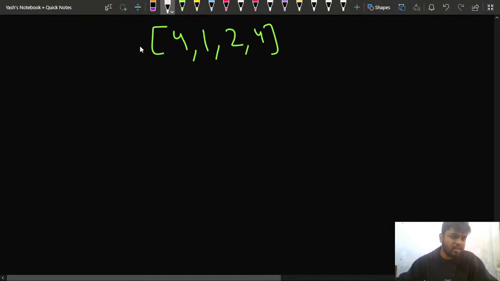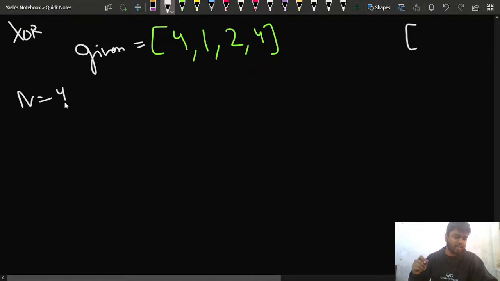So what I can do is, I know that this array has been given to me, right? And I'm using the concept of XOR, right? And I know that n is nothing but 4, the size of the array is 4. All of you can just give me a quick plus one in the chat for acknowledgement. If n is equal to 4, the elements that I want should be 1, 2, 3 and 4. This is something that I want, right?